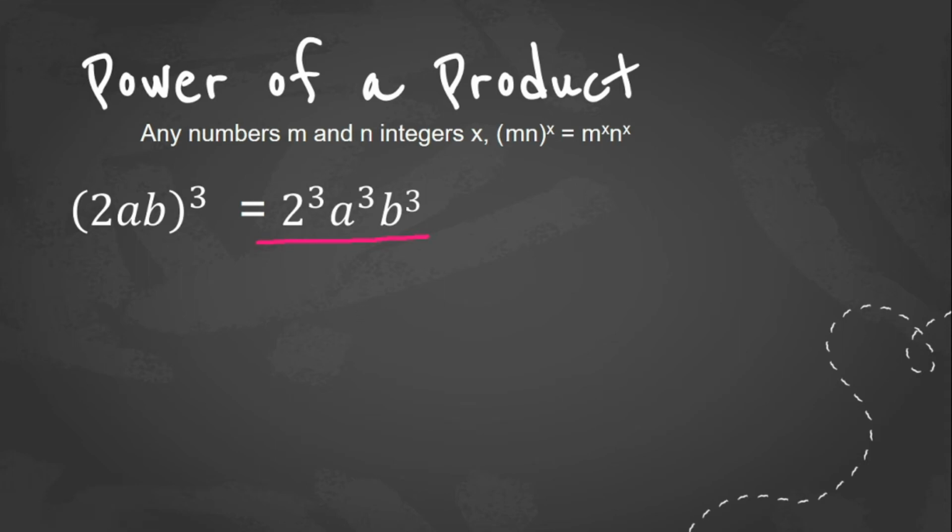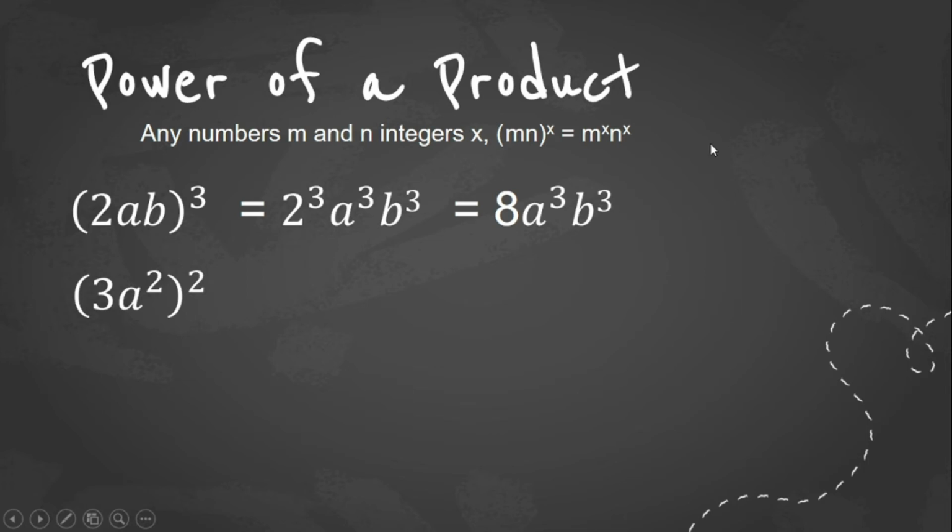So, if we simplify this, 2 times 2 times 2, 2 raised to 3, that will give us 8. And then we have a cube, b cube. So, that is our final answer. 2ab raised to 3 or to the power of 3, that will give us 8a raised to 3, b raised to 3. Another example, I have here 3a squared to the power of 2.